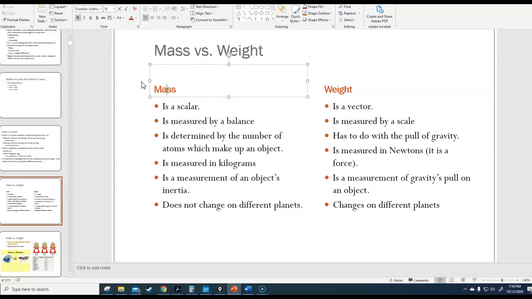Weight, on the other hand, has to do with the pull of gravity, and we'll talk more about that later. The unit for mass is the kilogram. The unit for weight, which is a force, is the newton. We'll see this later on, but newtons are the unit for force. Mass is a measurement of an object's inertia, and weight is a measurement of gravity's pull on an object. So going back to the block of cheese example, my block of cheese has the same mass on Earth as it does on the moon, but it would weigh a different amount on the moon because gravity has a different effect on the moon than it does on Earth.